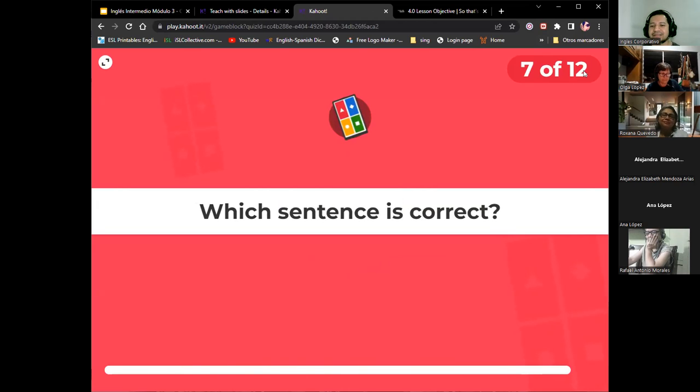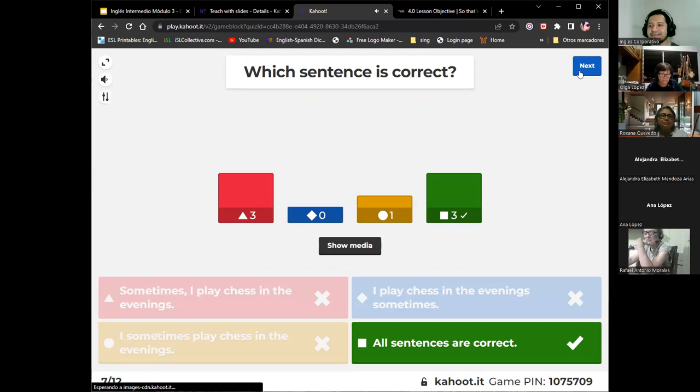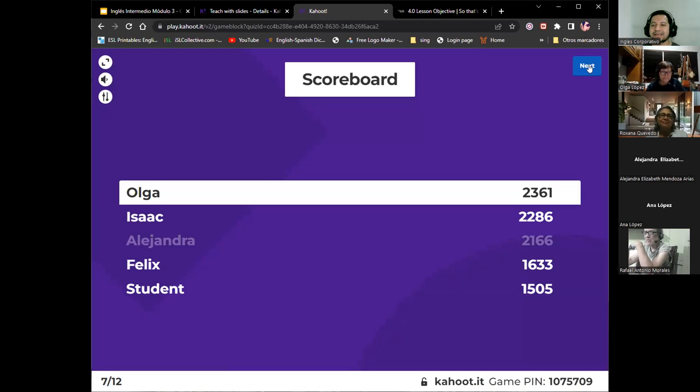Which sentence is correct? Sometimes I play chess in the evenings. I play chess in the evenings sometimes. I sometimes play chess in the evenings. All sentences are correct. Sometimes is an adverb, right? So it can be placed anywhere. Todas son correctas, exactly. Sometimes puede ir al principio, a veces al final y a veces en medio, como podemos ver. Ese es un adverbio. Let's see next one.